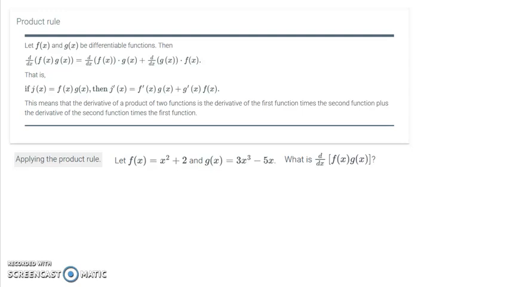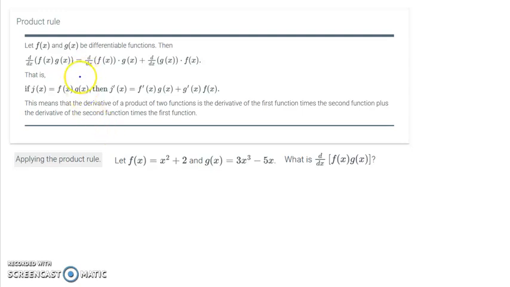Let's take a look at an example using the product rule. We have two functions here, f of x equals x squared plus 2, and g of x equals 3x cubed minus 5x. And we want to find the derivative of the two functions when they're being multiplied together.